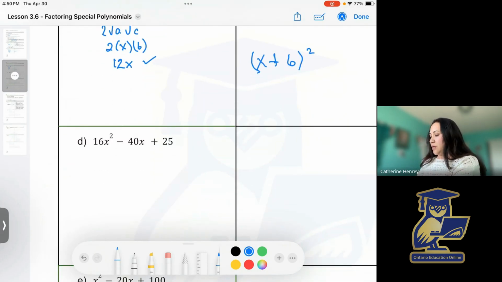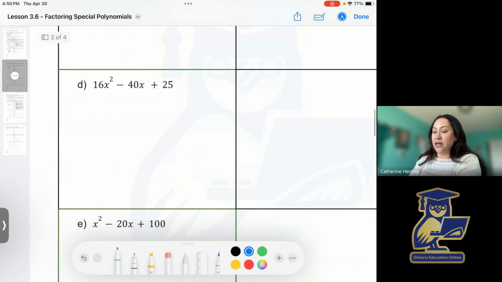So we have another one here. We have 16x squared as the first term. Can I take the square root of that? Yes, 16 is a perfect square number. 25, also a perfect square number. So now let's check to see if this middle term is equal to 2 times the square root of a times the square root of c. So 2 times the square root of a is going to be 4x. Square root of c is going to be 5. So I will have 40x.